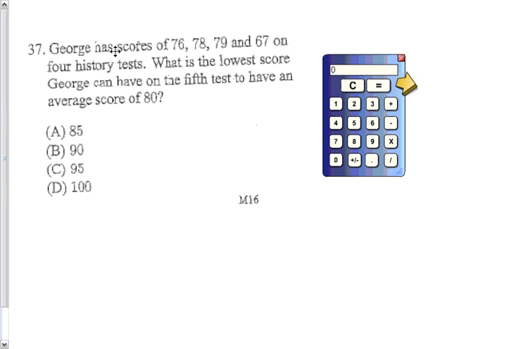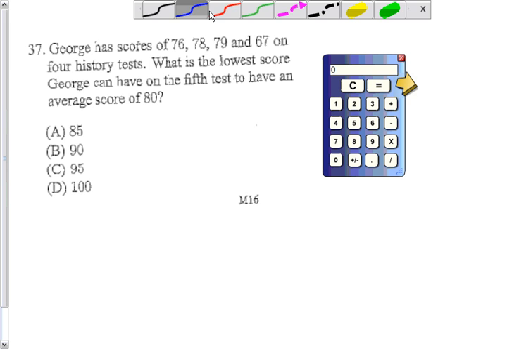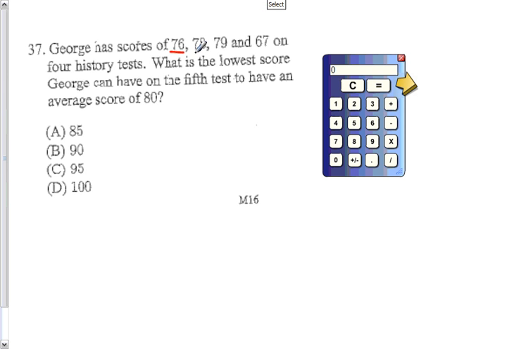George has scores of 76, 78, 79, 67 on 4 history tests, and that is going to be important. So he has these 4 scores on 4 tests. Again, you'll notice they have written the number 4 out in letters instead of in the numerical term. And what is the lowest score George can have on the 5th test to have an average score of 80?